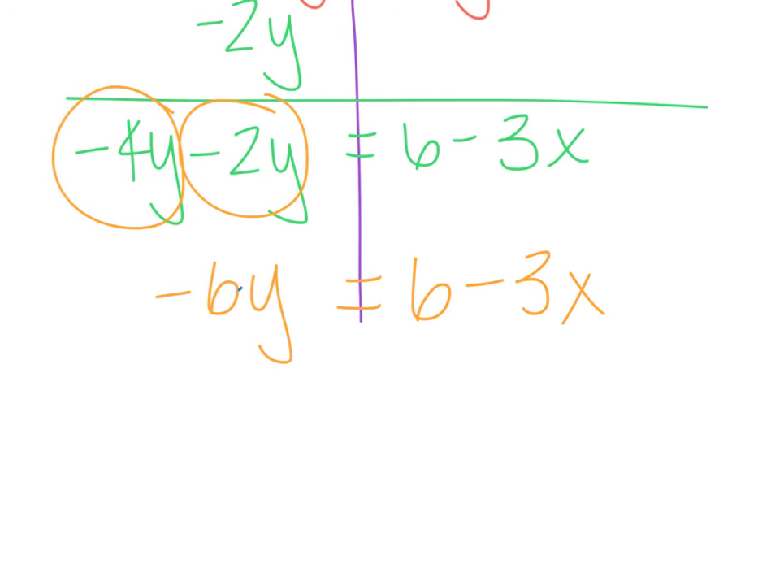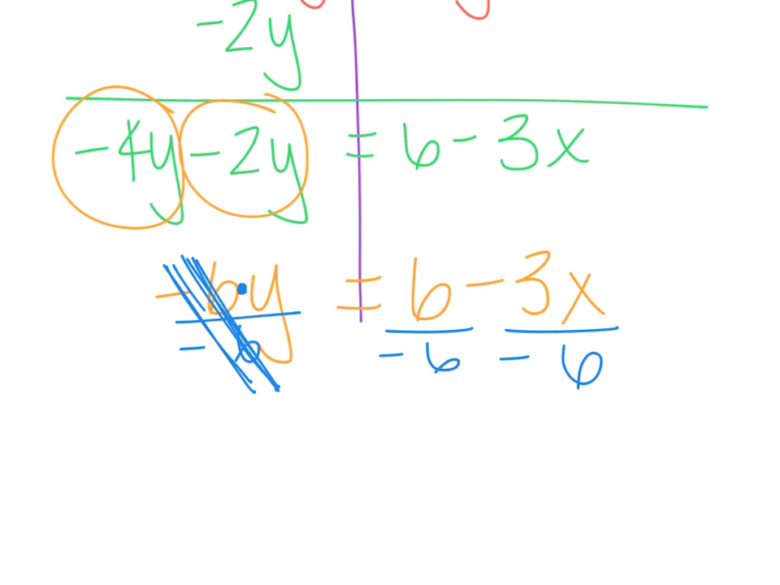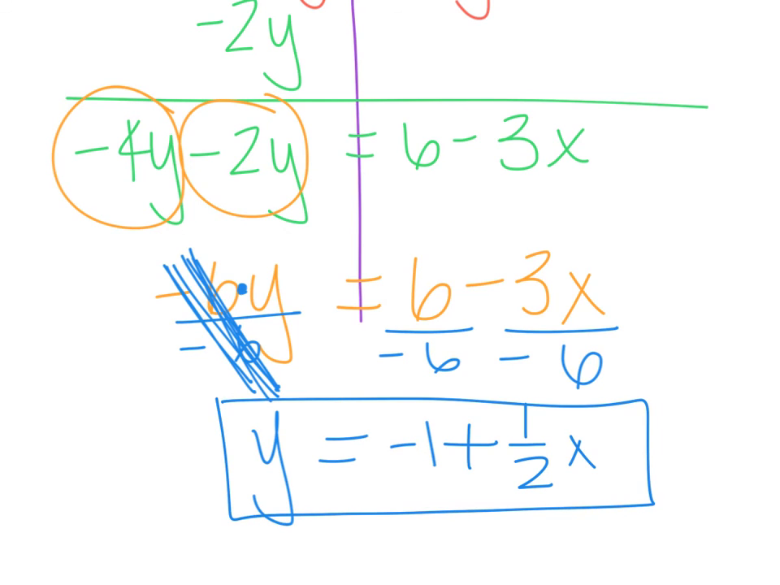So negative 6, remember, is multiplied by y. The opposite of multiplying is to divide, and when I divide everything, the negative 6 on the left cancels out, and I'm left with y equals. 6 divided by negative 6 is negative 1. Remember your division rules, you're not subtracting, you are dividing. And a negative 3 over a negative 6, well, a negative and a negative is going to give us a positive, and 3 over 6 I can reduce to 1/2. So my final answer is negative 1 plus 1/2 x.